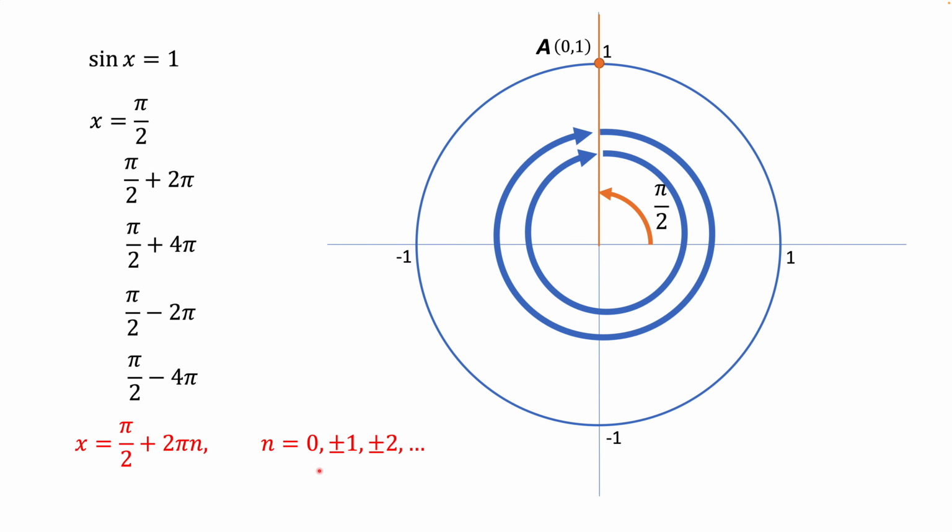Now there's a short notation for this. If I don't want to write n equals 0, comma, plus minus 1, comma, plus minus 2, comma, and so on, I can write n belongs to Z, and this is well-known notation. The Z, the strange-looking Z, is a symbol for the set of integers. So it simply means that n is any integer.